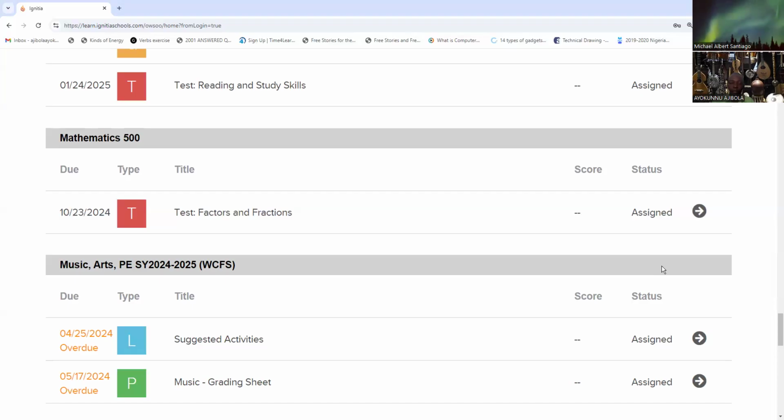1, 2, 5, and 10. Say that. 1, 2, 5, and 10. Okay, 1, 2, 5, and 10. Those are the factors of 10. Those are the numbers that can divide 10. Is that clear? Yes. Okay, let us move to 20.